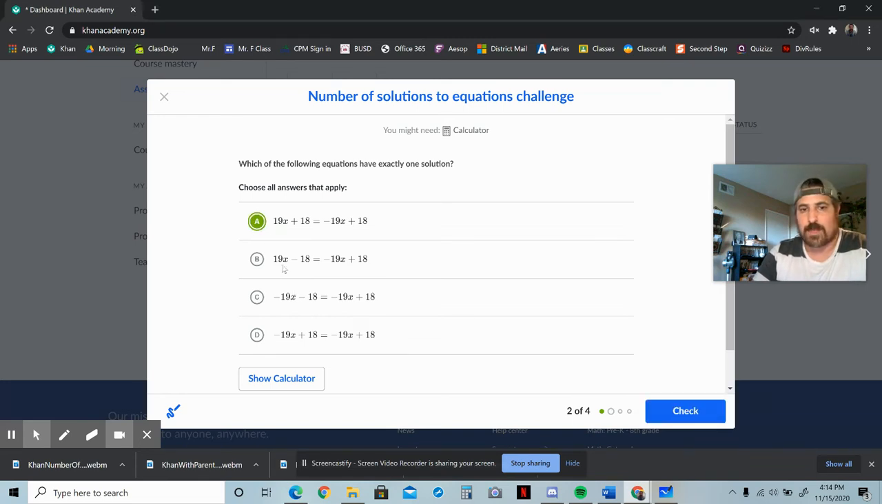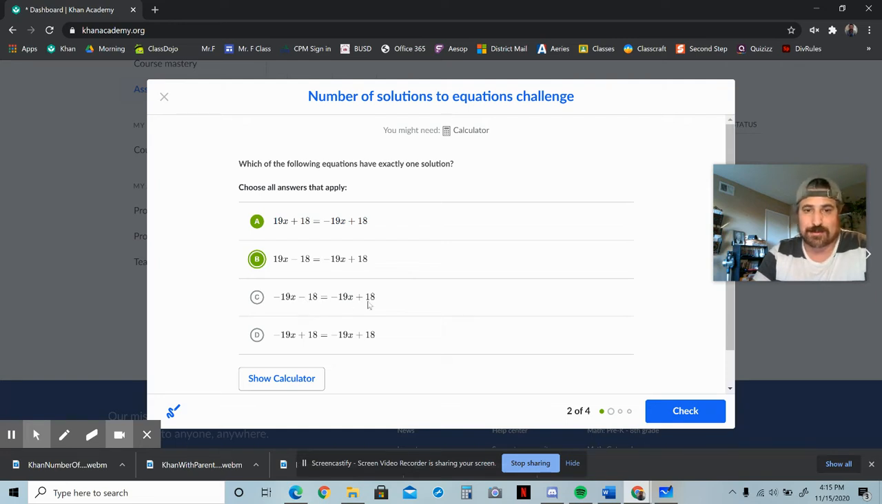Bada bing. This one here, you're going to add 19x to both sides. The variable's not going to go away. So guess what? It doesn't matter about anything else. The variable's not going away. One solution. This one here, you're going to add 19x to both sides. When you do that, this goes away, so does this. You're not going to have one solution. You're either going to have an infinite solution set or no solutions, because it's going to be negative 18 equals 18.